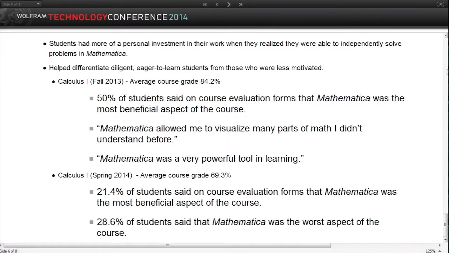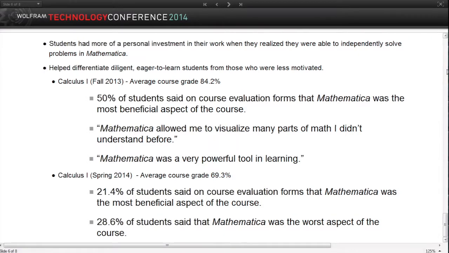All of the students in the spring had seen Calculus 1 before. All of them had failed Calculus 1 before. Some of them would just skip midterms. They didn't really care too much to put forth that effort to do well. So what was the impact on their end of the semester assessments?